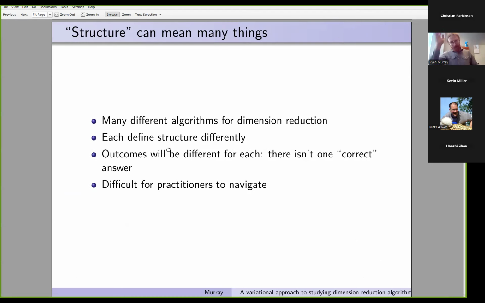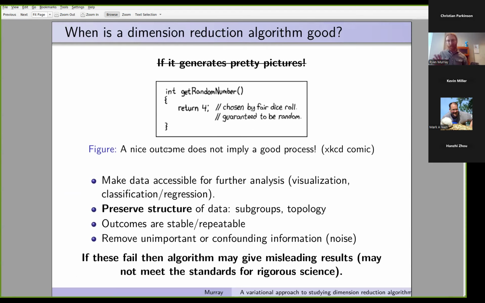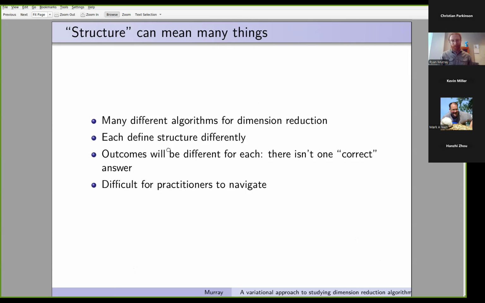All right. Cool. So anyway, I would say that if algorithms fail to do some of these things, then it's possible that they're giving misleading results in some contexts and probably don't meet the standards for rigorous science. Now, structure could mean a lot of different things, and every algorithm which does dimension reduction defines structure in a different way. And outcomes are going to look different across all of these different choices of structure that you're trying to preserve. If we're trying to embed a high dimensional data set into low dimensions, there isn't any single right answer for what it means to do that well.